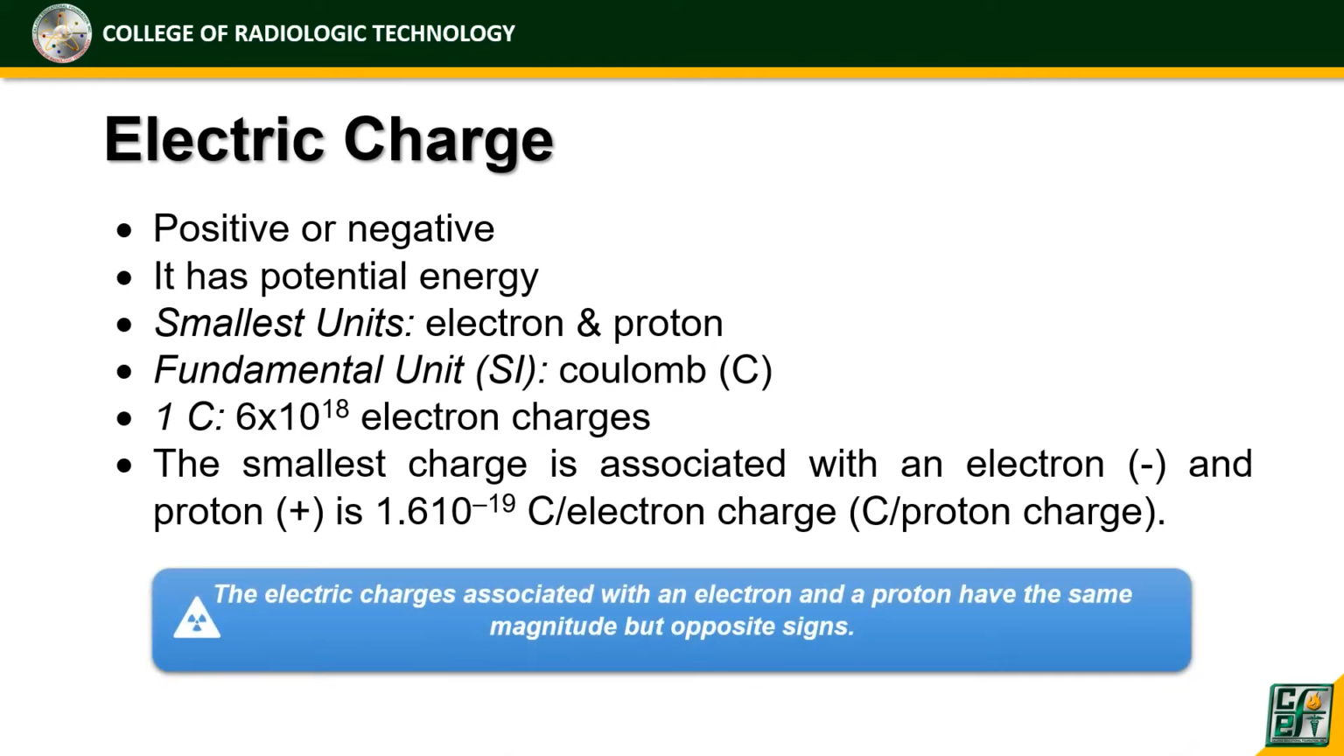So the electric charges associated with an electron and a proton have the same magnitude, but the difference is their signs. Of course, pag electron, negative sign. And pag proton, it is positive sign. Electron, negatively charged particle. Proton, positively charged particle.